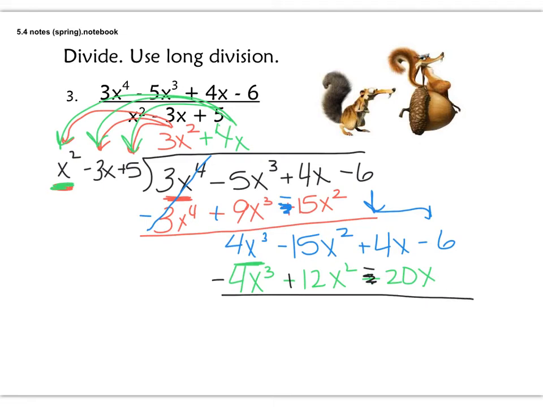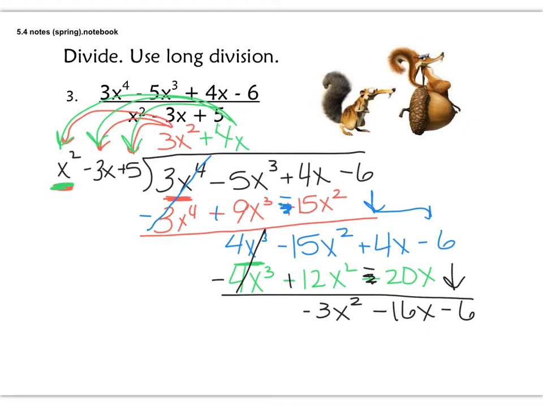4x cubed minus 4x cubed, those will cancel out. Then we have negative 15x squared plus 12x squared is negative 3x squared. And then we have 4x minus 20x is negative 16x, and drop down the minus 6.